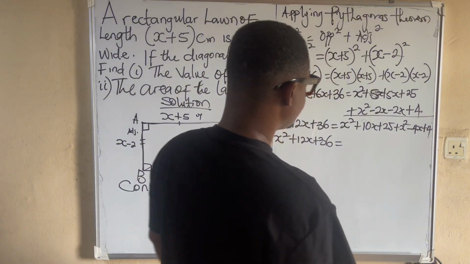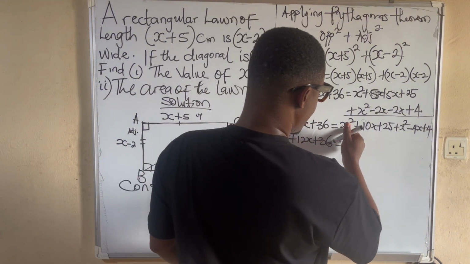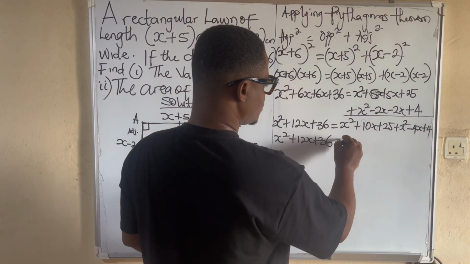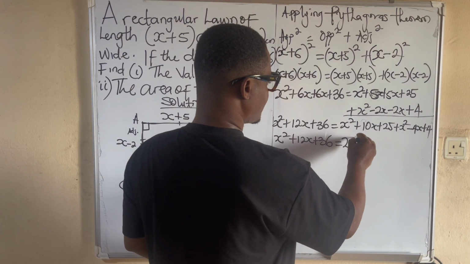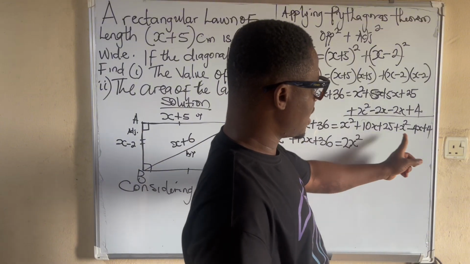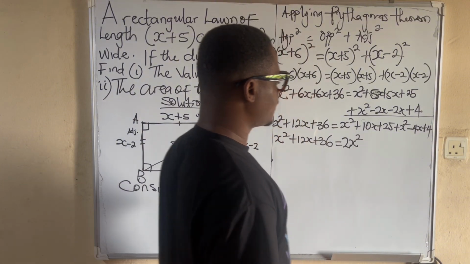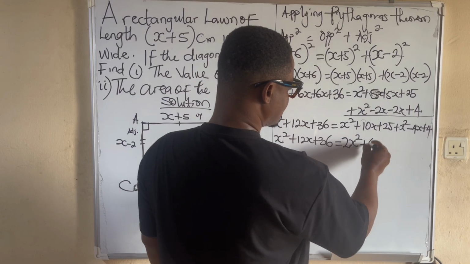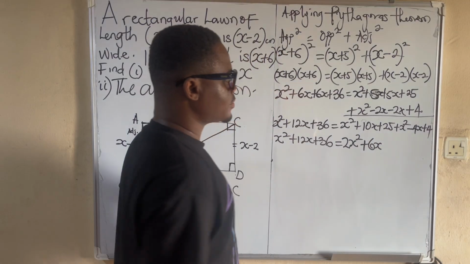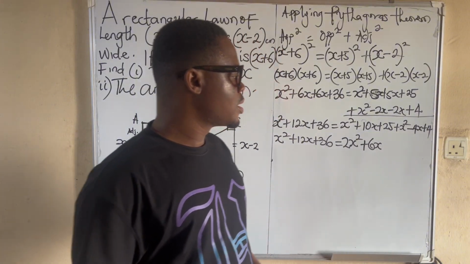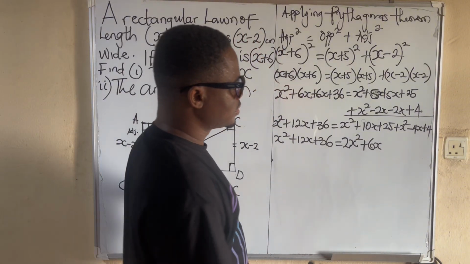collecting like terms, we have x squared plus x squared, which should give us 2x squared. Then we have 10x and minus 4x, and that should give us what? Positive 6x. Then we have 25 plus 4, which is 29.